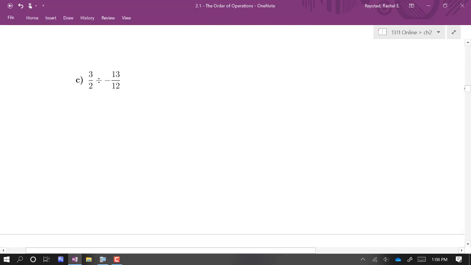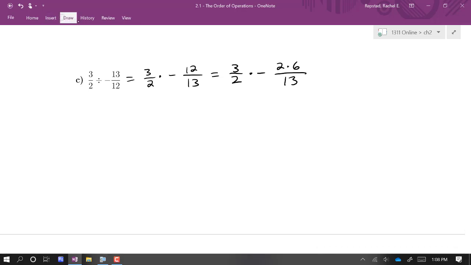So 3/2 divided by -12/13. I'm just going to start by rewriting it as a multiplication. 3/2 times -12/13. And now I'm going to factor. The 2 will go into 12, so 3/2 times -2 times 6 over 13. 13 is prime. That doesn't factor. So we can cancel the factor of 2. I've got a positive times a negative, so overall this product will be negative. 3 times 6 on top is 18, and on the bottom we have 13.